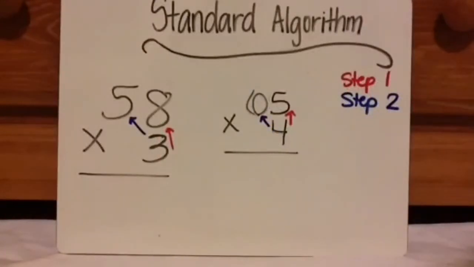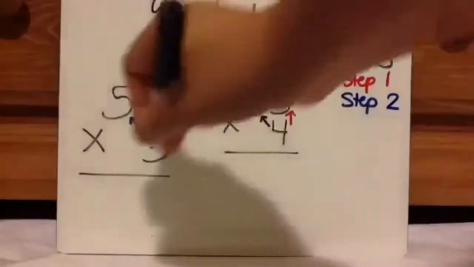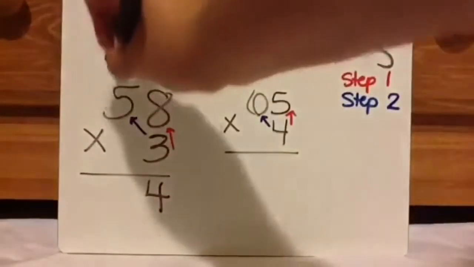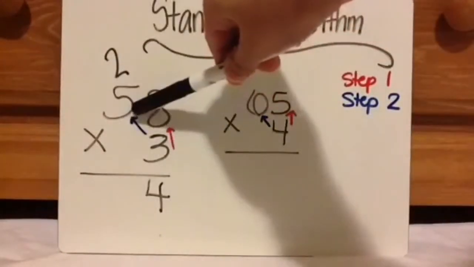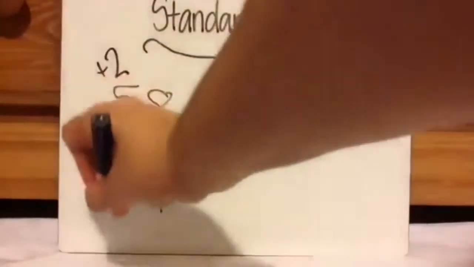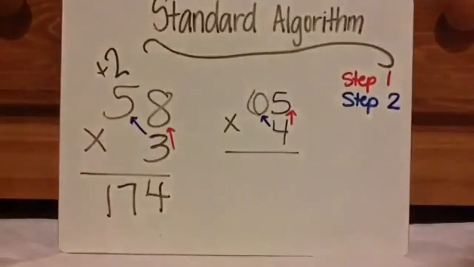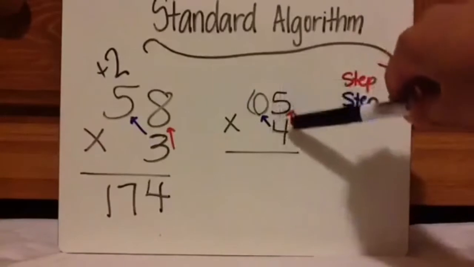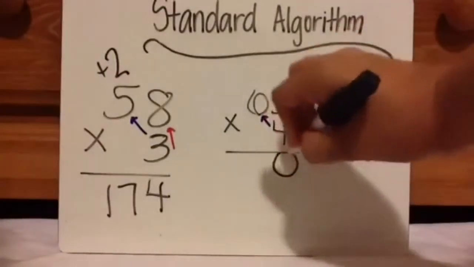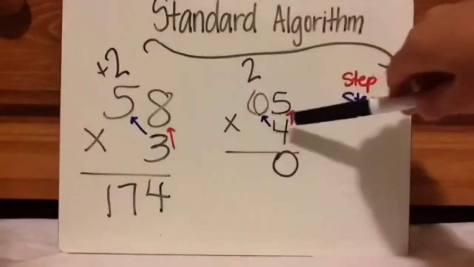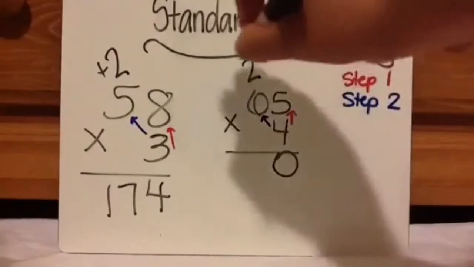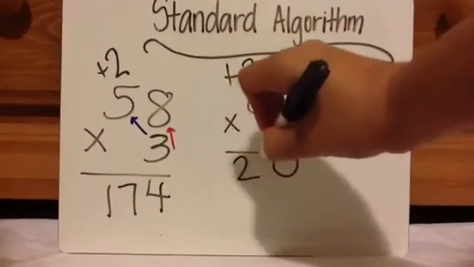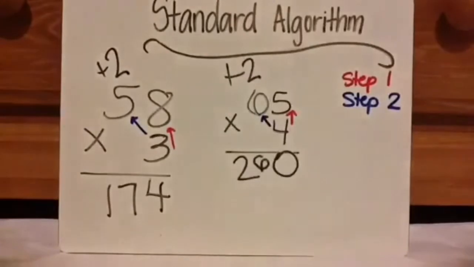Okay, now I want you to do these next two on your own. Press pause and then press play when you're ready to check. Okay, so step 1, 8 times 3 is 24. Carry the 2. 3 times 5 is 15 plus 2 is 17. 65 times 4, step 1 is 5 times 4 is 20. Carry the 2. Step 2, 4 times 6 is 24 plus 2 is 26.